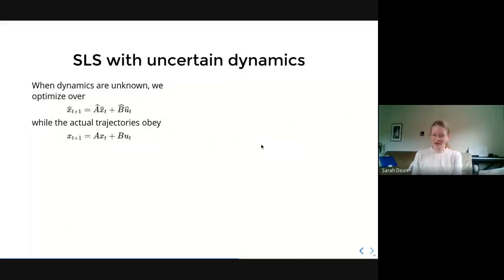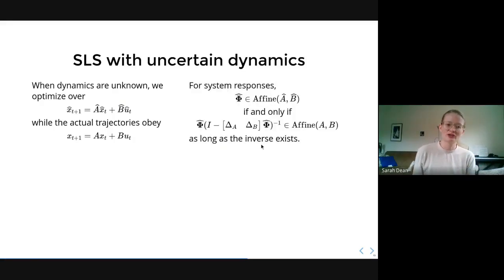The reason I bring up system level synthesis to begin with is because of that uncertainty we had in the dynamics. The key tension is that when dynamics are unknown, you optimize one trajectory that follows unknown dynamics, but then in reality, you actually follow the true dynamics. And it's not really obvious how you would translate one trajectory to another one, at least not in X and U space. For system responses, it is actually clear. By lifting into the system response, which is kind of like lifting from vectors to matrices, we actually have this exact correspondence.